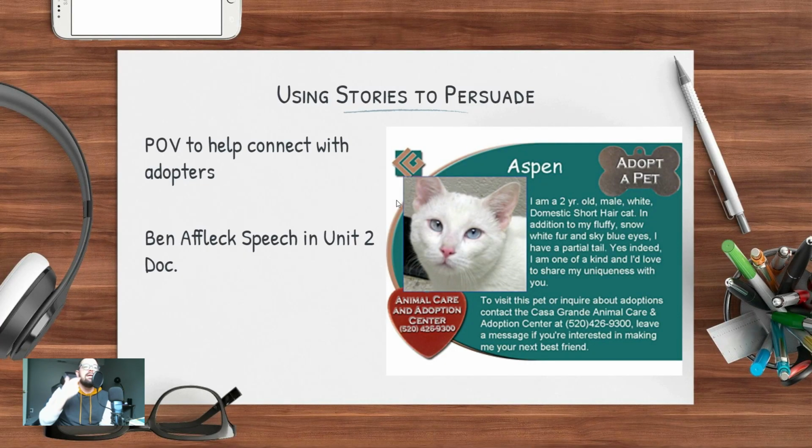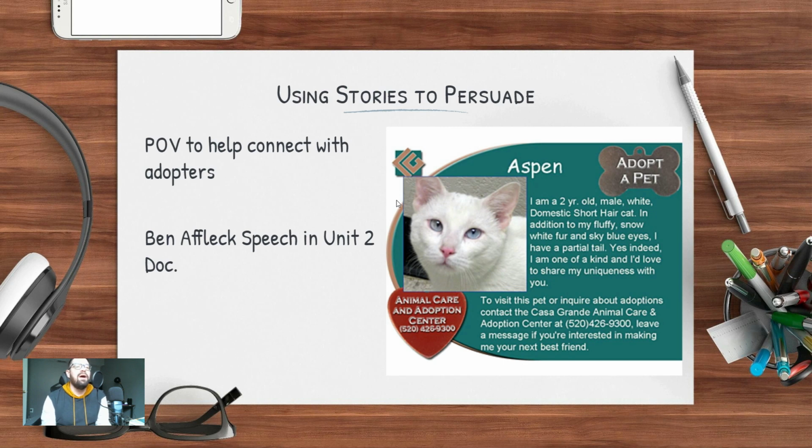narratives to tell. Let's take a look at this ad for an adoption center real quick. This is an example of using stories to persuade someone to do something. So we switched POV here to help connect with potential adopters. There's also a Ben Affleck speech linked in the Unit 2 document that talks about, there's a really good example of using an anecdote, a story to persuade people. But look at this. This is from the perspective of the cat, Aspen.